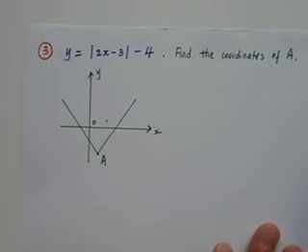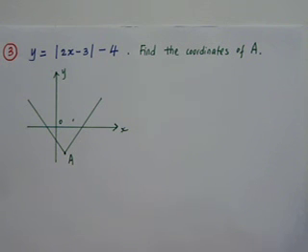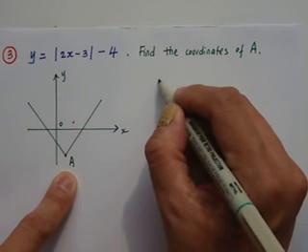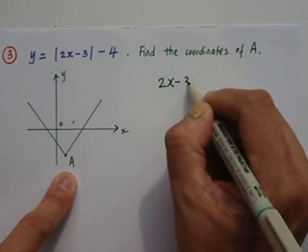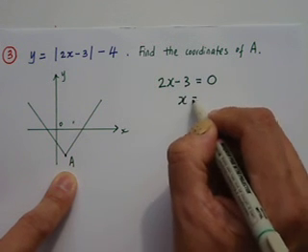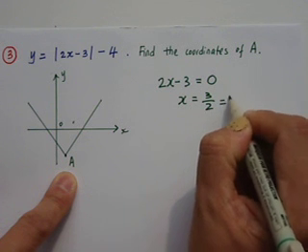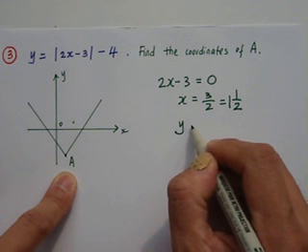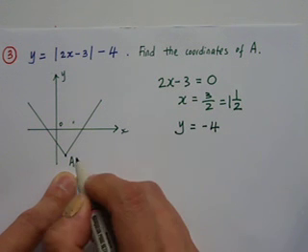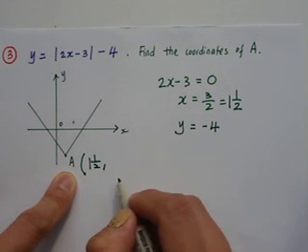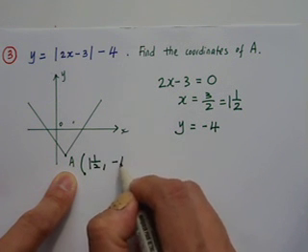Look at number 3. How to find the coordinates of A? 2x minus 3 equals 0, x equals 3 over 2, that's 1.5. And then y is equal to -4. So A is 1.5, -4.